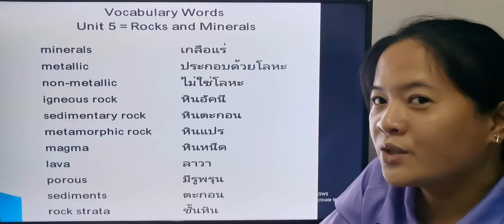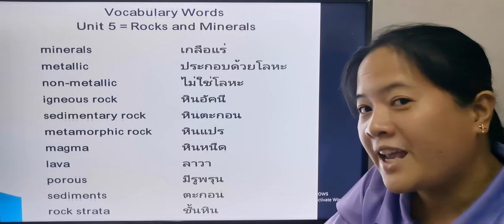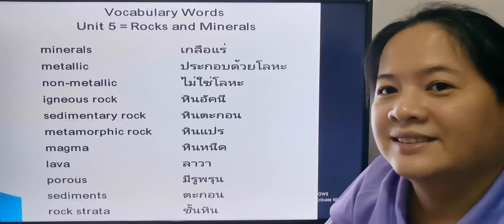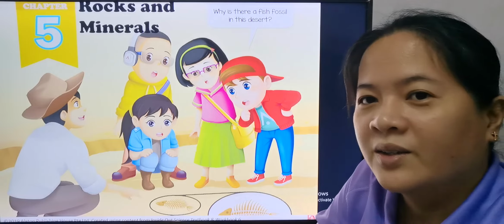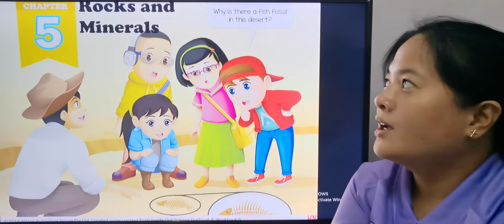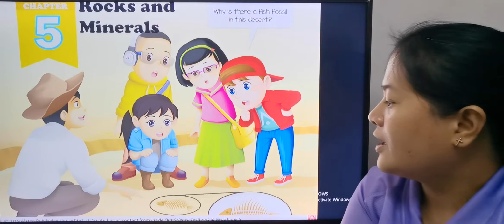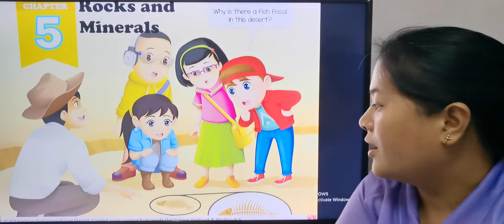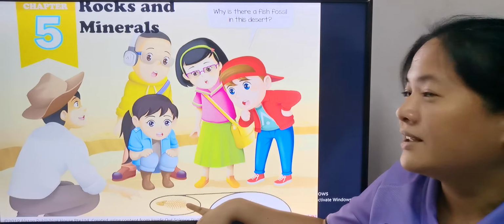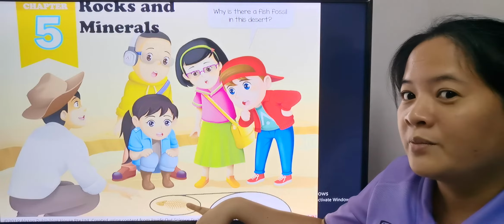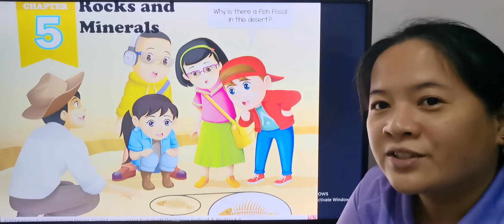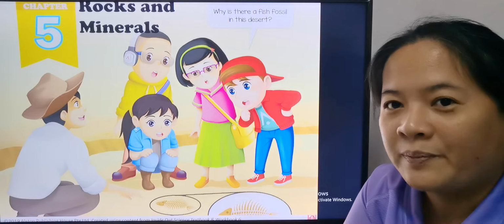So we go to your student book, page 89, chapter 5, rocks and minerals. And then this boy saw a fossil, and he asked, why is there a fish fossil in the desert? How come the fish fossil is in the desert? So we are going to try to answer this question when we study about this chapter.